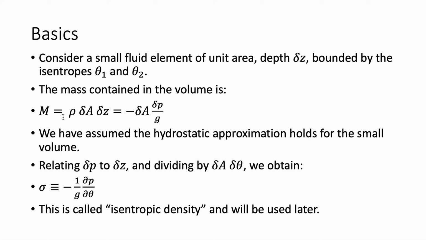So if we start from the mass, it is simply the density times the volume. We use the hydrostatic approximation, so this can be rewritten in this way. And with some manipulation, we obtain something that we call the isentropic density. The isentropic density will be useful later on in the lecture series, but for now you can think of it as the equivalent of density, but when we consider theta as a vertical coordinate.